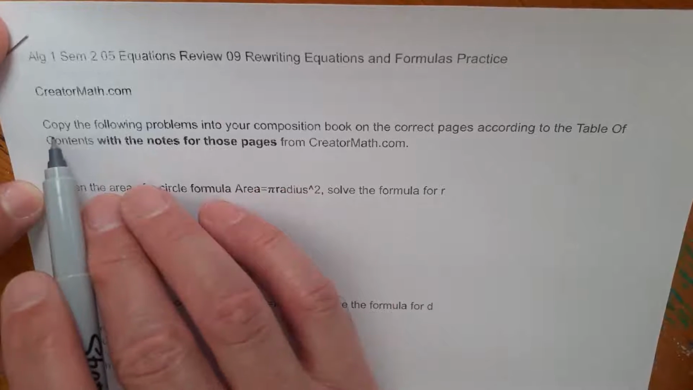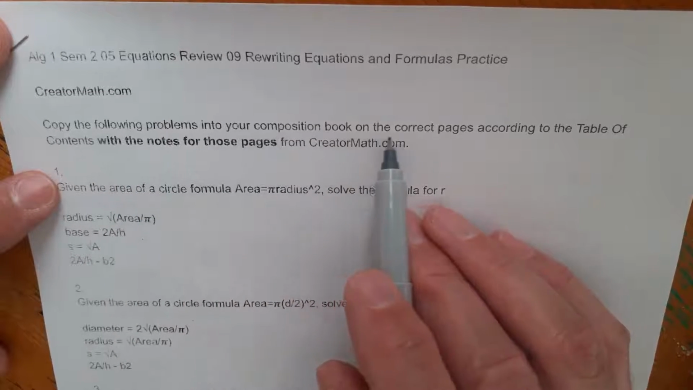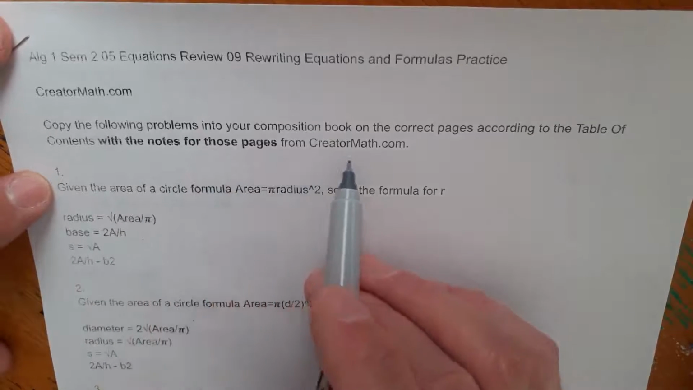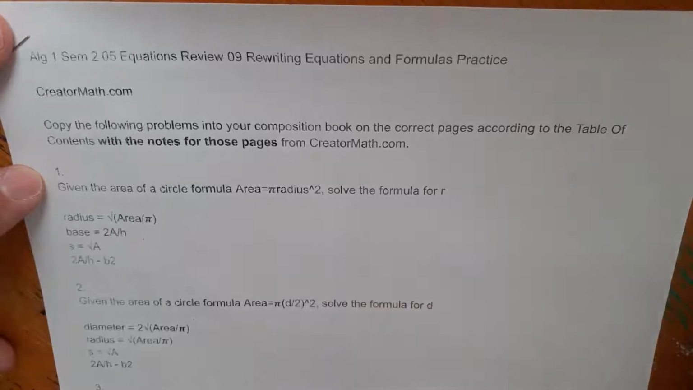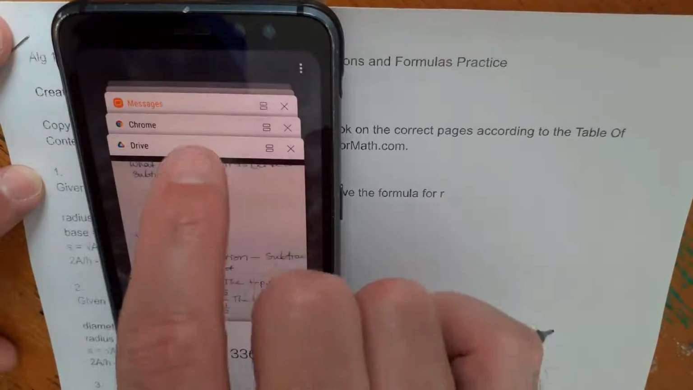creatormath.weebly.com. All right, so the instructions to this problem set are: copy the following problems into your composition book on the correct pages according to the table of contents with the notes for those pages from creatormath.com. So let's model that quickly for you.